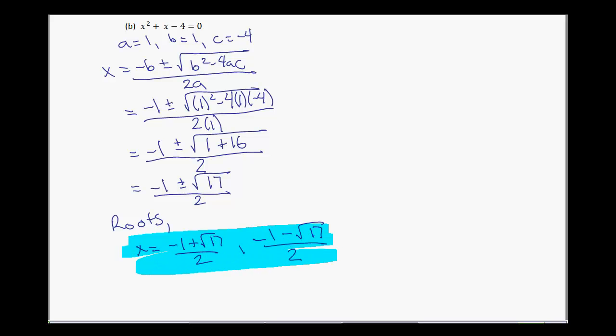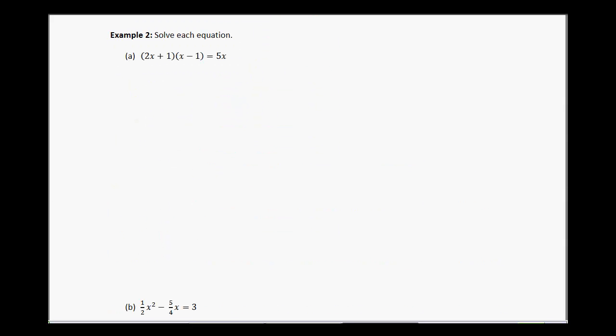Solutions to our quadratic equation. Perfect. We're going to go ahead and practice a little more, but if you would like, you can take the opportunity to pause and go ahead and do some questions on your own.